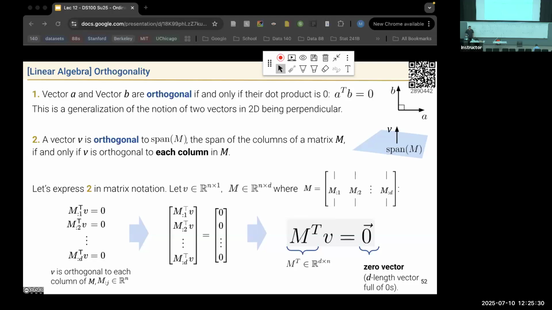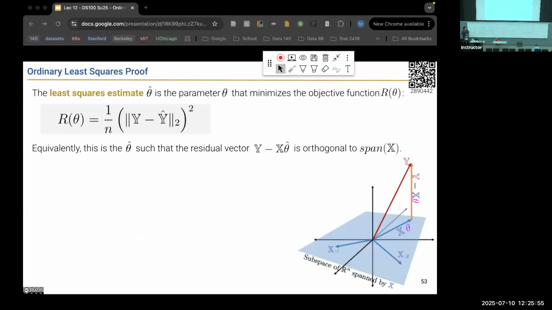Or if you want to write all of these expressions in one go, in matrix form, M transpose V is going to be the 0 vector. I'm making the columns the rows so I can multiply them with a vector. Running out of time, so I'm going a little fast. Feel free to read these slides after lecture, because I do need to get to the punchline here.